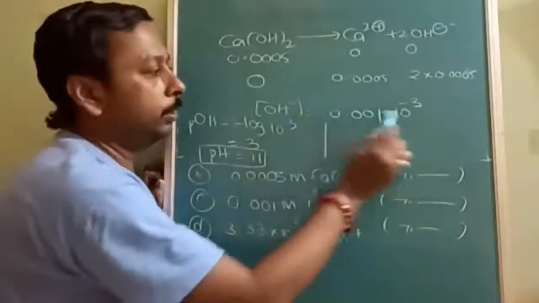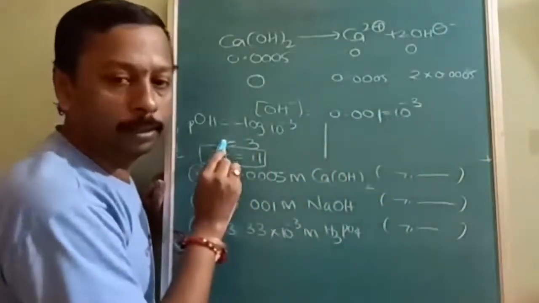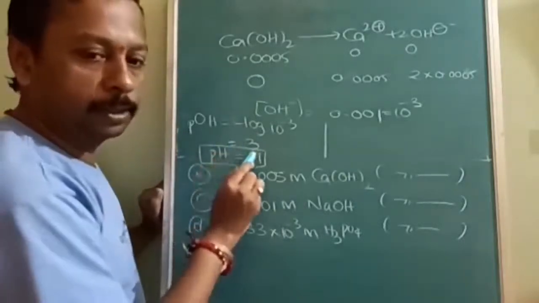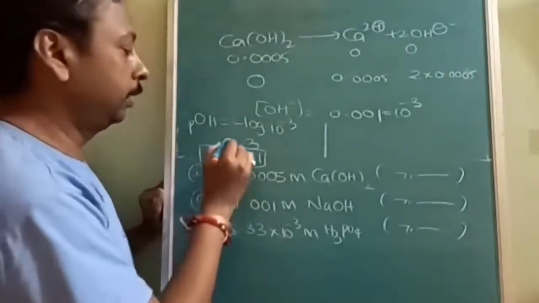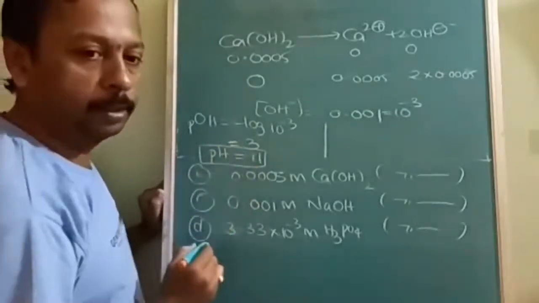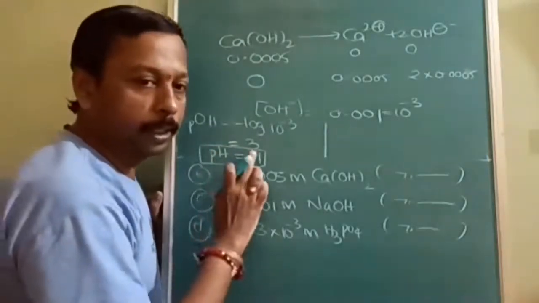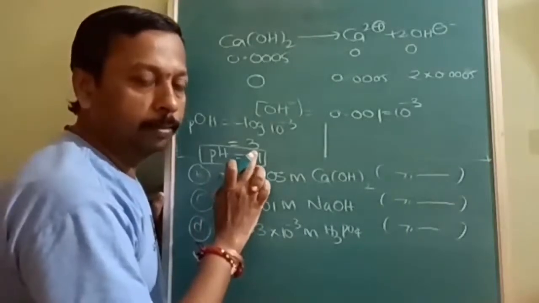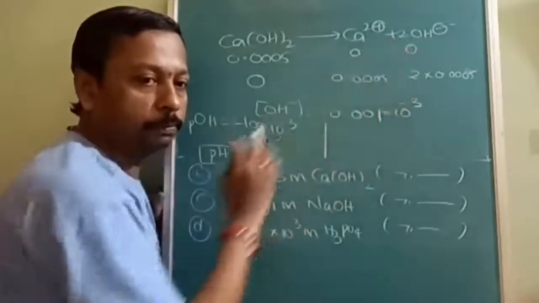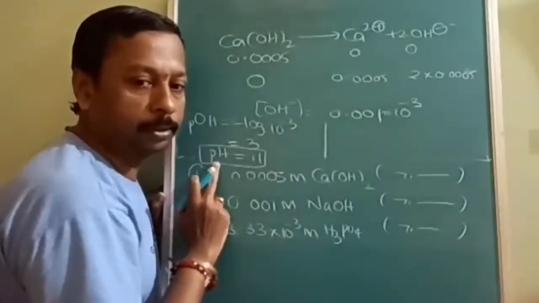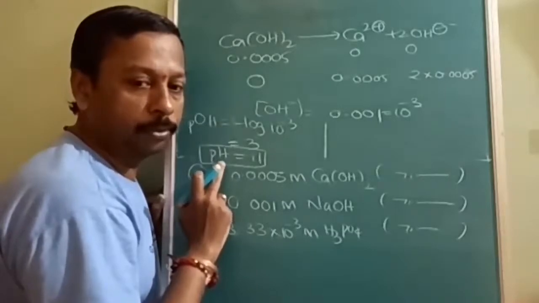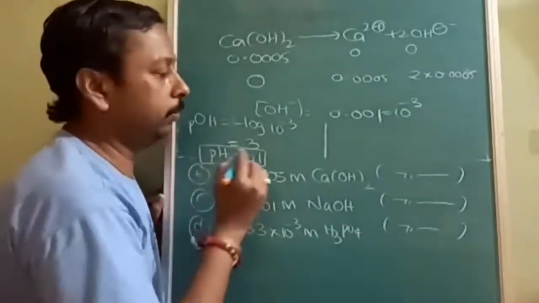With the OH, what have I determined? I have determined pOH, which is equal to 2. But the question is about pH. So pH is 12. Most of the students are writing the answer as 2. But don't forget, it is a base. This is the concentration of OH. For pH, we require the concentration of H plus. Is it understood? Now you can change your answer. pH is equal to 12.